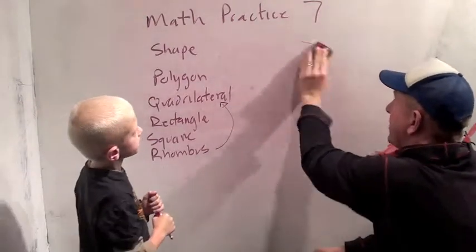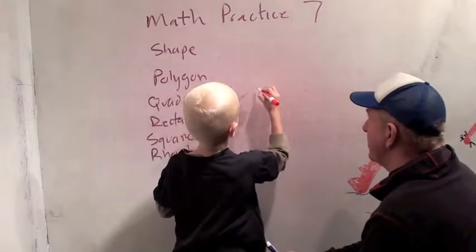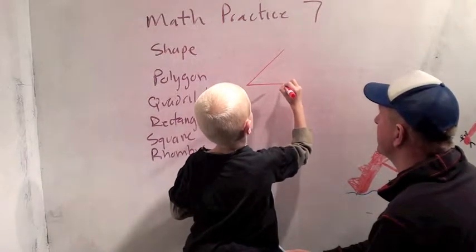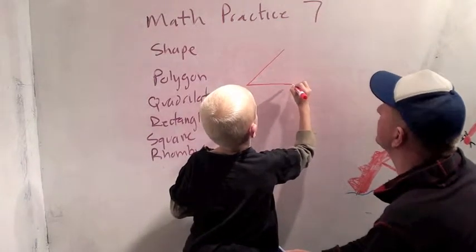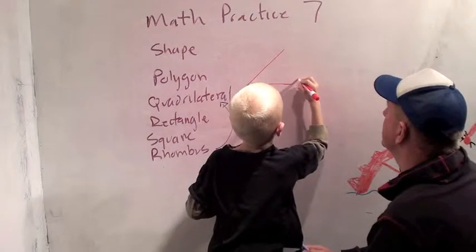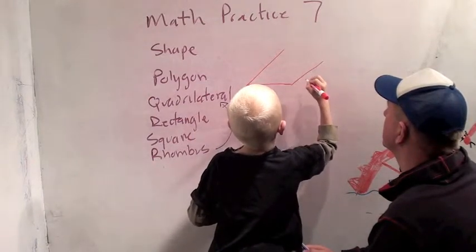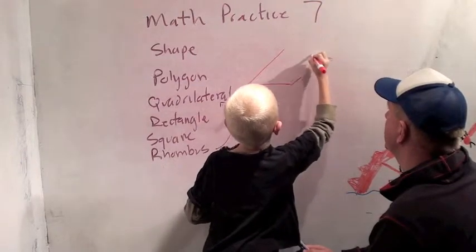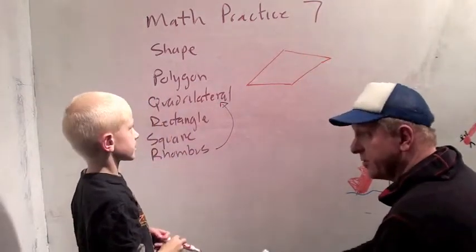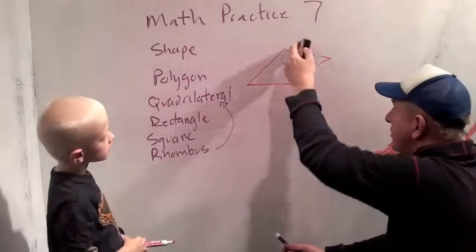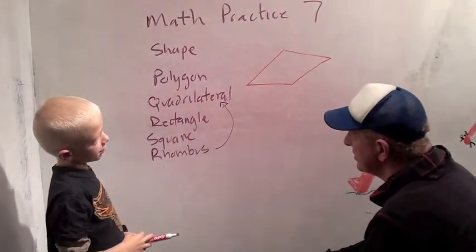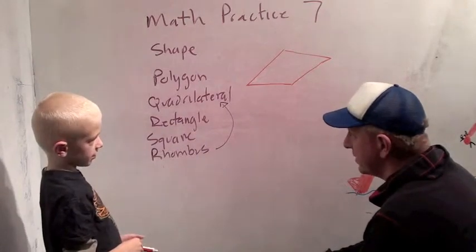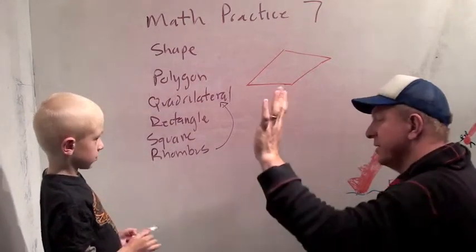Okay. One more rhombus. Okay, are those two sides about the same or is it still taller than it is long? Okay, ooh, that looks pretty good. One more. Okay. Yeah, that looks pretty close to a rhombus. So all four sides are the same. Does this have four right angles? No. So it's not a square, but it's a? Rhombus. Okay, good job.